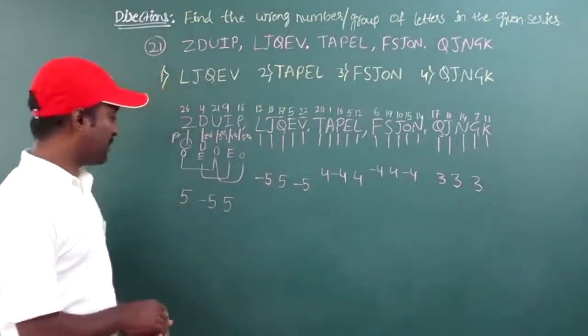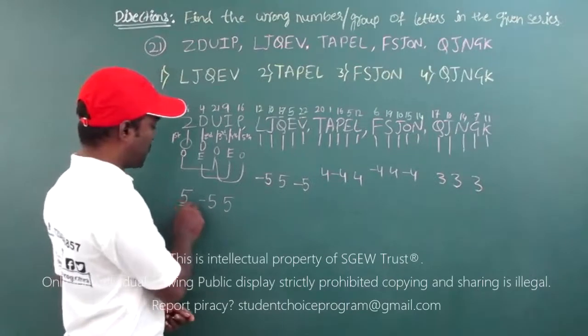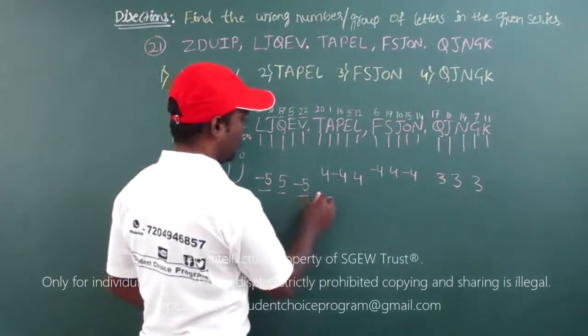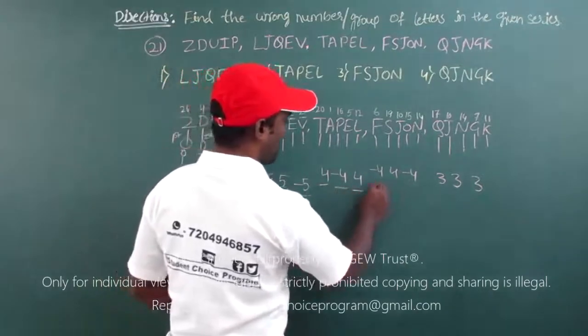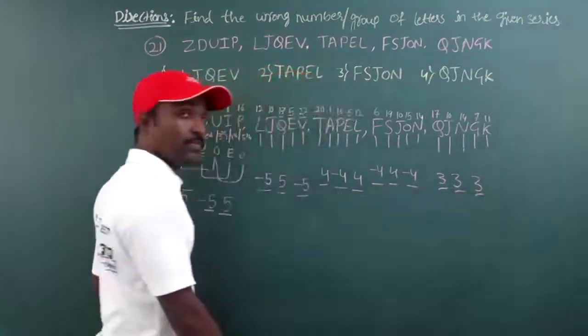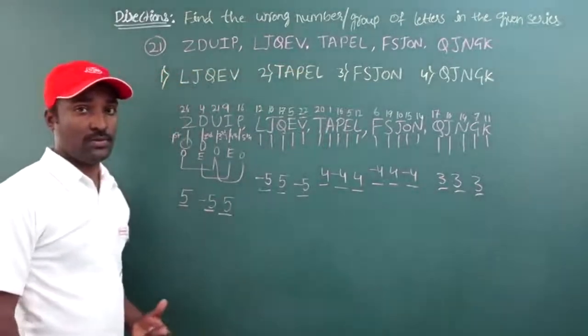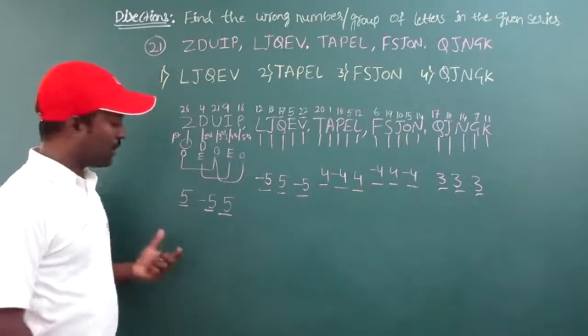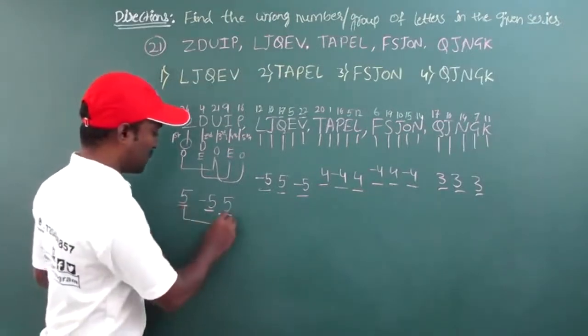Well friends, we found differences as plus 5, minus 5, plus 5, minus 5, plus 5, minus 5, plus 4, minus 4, plus 4, minus 4, plus 4, minus 4, plus 3, plus 3, plus 3. So what can you observe? Observe carefully, you will find these two differences are the same.